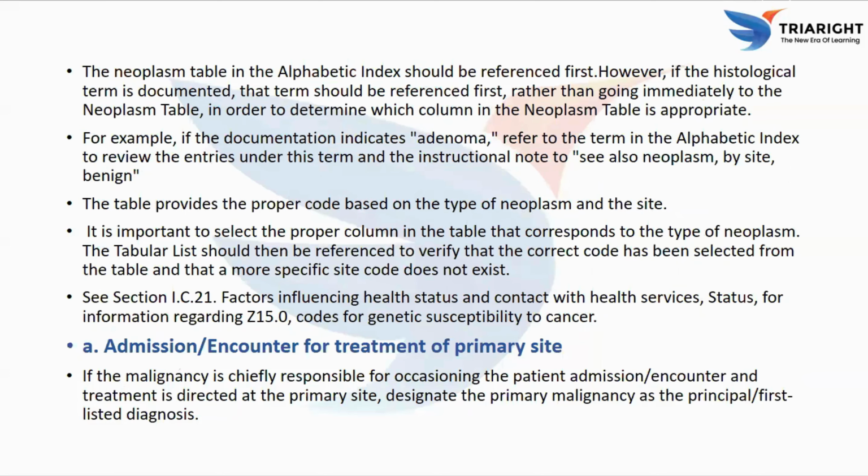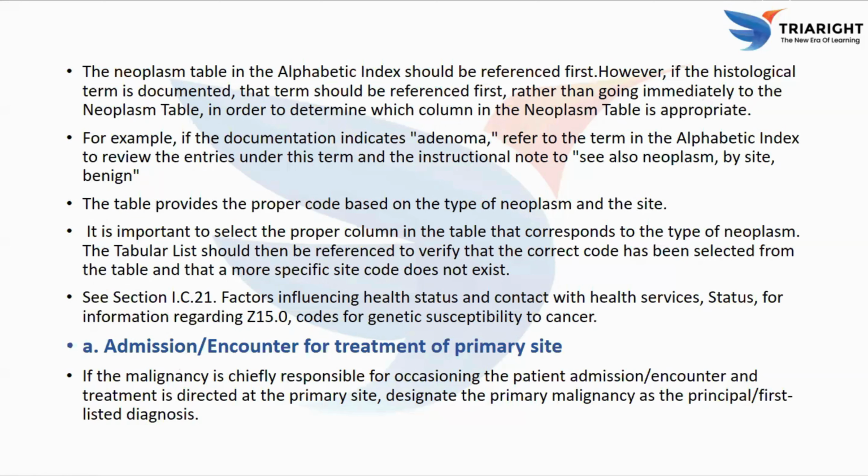As I said, you always have to use the neoplasm table in the alphabetic index, not the tabular list. The neoplasm table is located in the alphabetic index. It organizes neoplasms by site and also behavior, based upon benign, malignant, in situ, etc. Why does this matter? Because jumping directly into the tabular list can lead to wrong behavior selection.